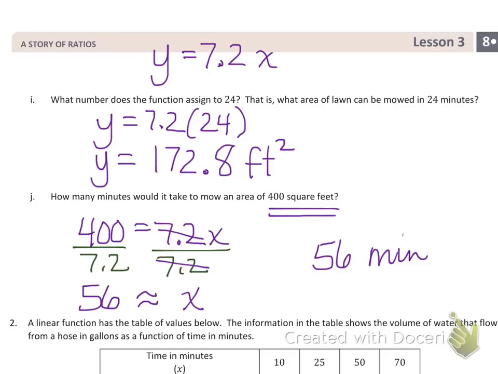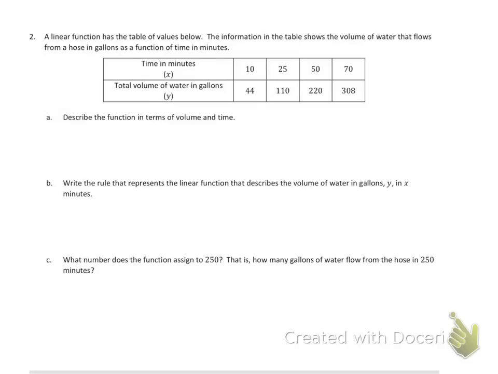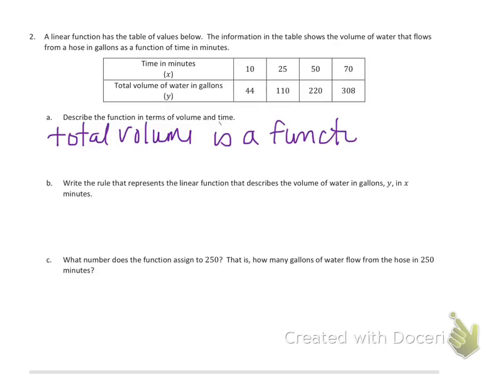Okay, let's look at example 2 now. Okay, exercise 2 to work with. We're told this is a linear function. It has the table of values below. So volume of water is a function of the time in minutes that the hose is running, or the hose in this situation. So I'm asked to describe the function in terms of volume and time. So total volume of water is a function of the time the hose is on.